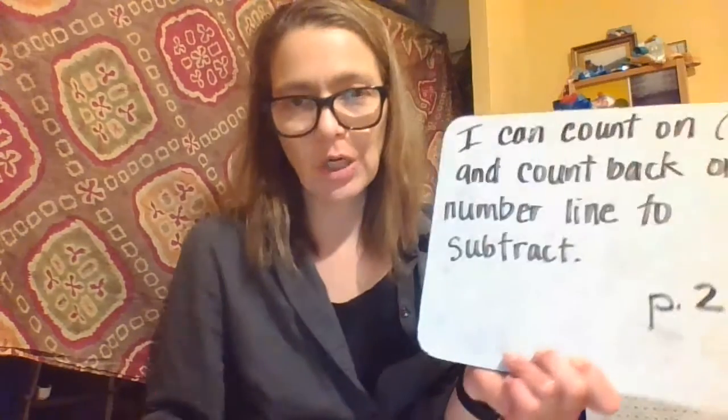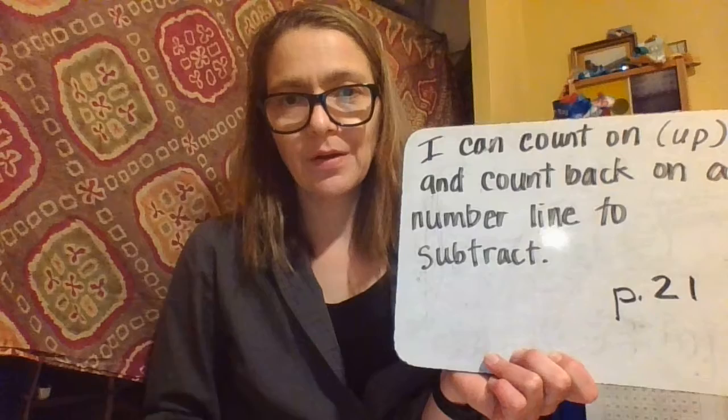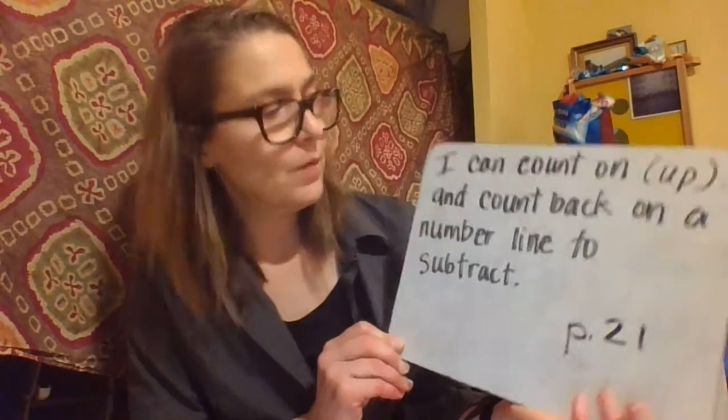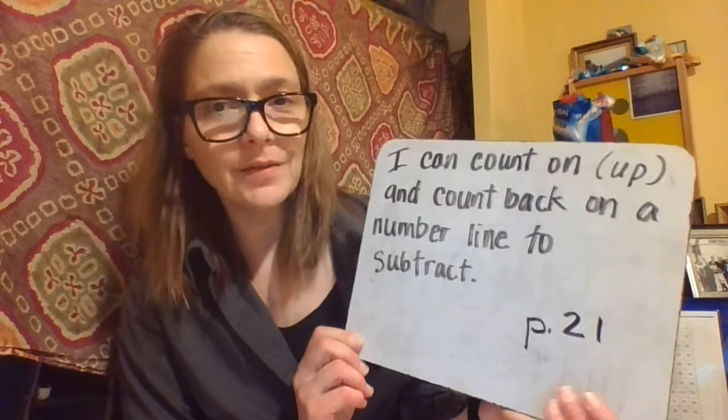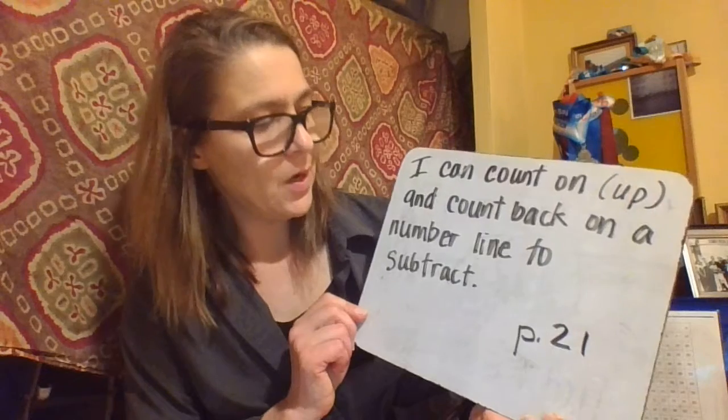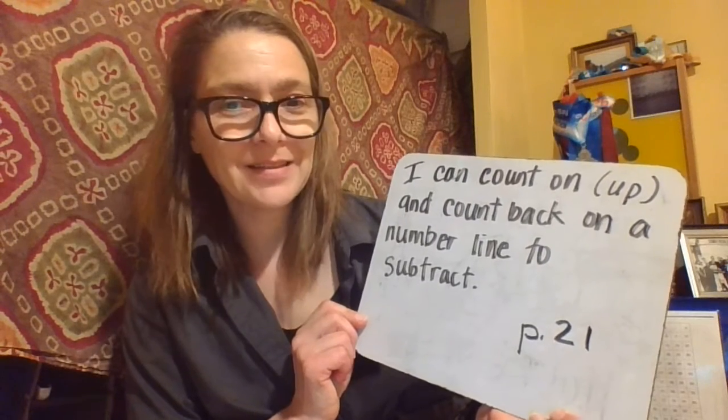All right, let's get started with the I can statement. I have it written for you here. You can follow along in your book. It's at the top, on the right-hand side of your page 21. Ready? I can count on, which means up, and count back on a number line to subtract.